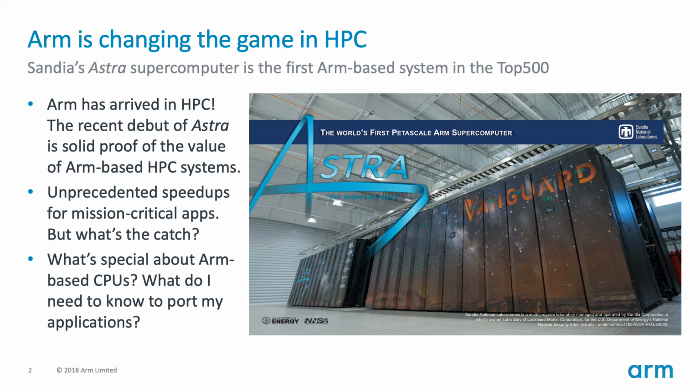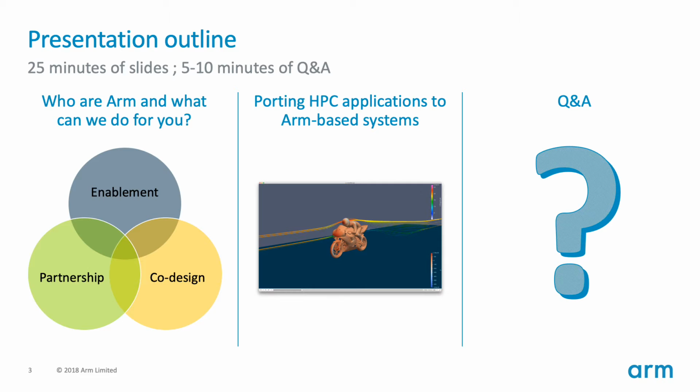NNSA is experiencing some unprecedented speedups for the mission-critical applications, and you may have seen the news coming out of Sandia, coming out of Bristol, coming out of Riken, that ARM-based HPC systems have this amazing ability to accelerate applications. And you're probably wondering, what's the catch, right? There's no free lunch. So what's special about ARM-based CPUs, and do I need to change anything in my applications to port them to an ARM-based system? Will this work for me, and what do I have to do to make it work? So that's what I'm hoping to address today.